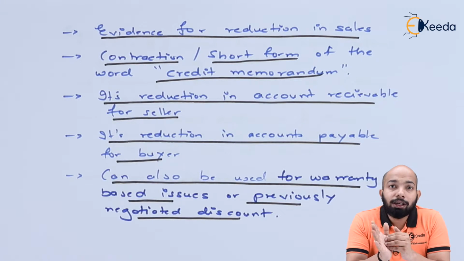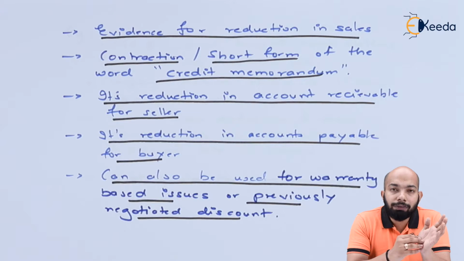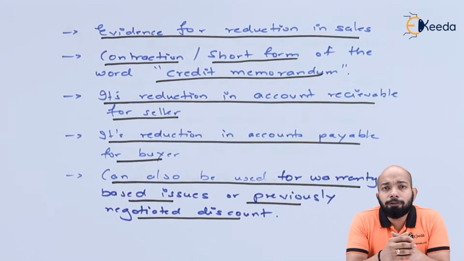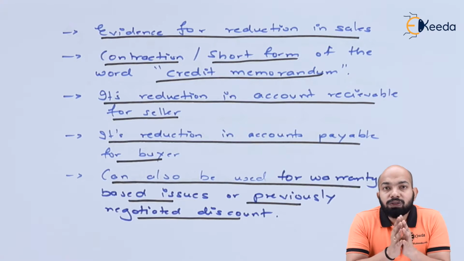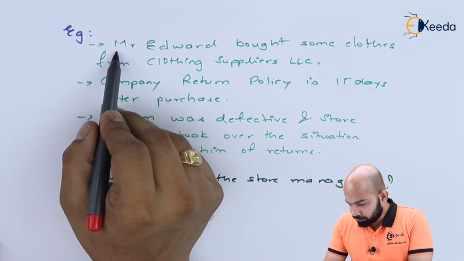When we talk about this specific thing, it covers warranty-based issues, and the earlier discussion that we had regarding discounts as a gesture of previously promised discounts can also be handled with the usage of a credit note. So when we talk about credit notes, all these details are mandatory and form part of how a credit note or credit memo works when we talk about accounting transactions. Let's figure out certain examples for this.